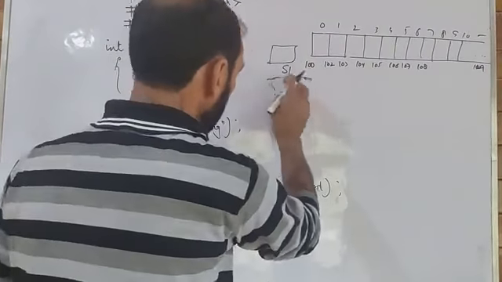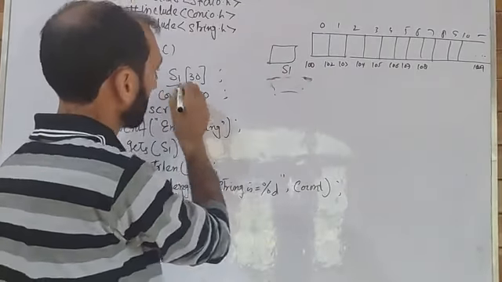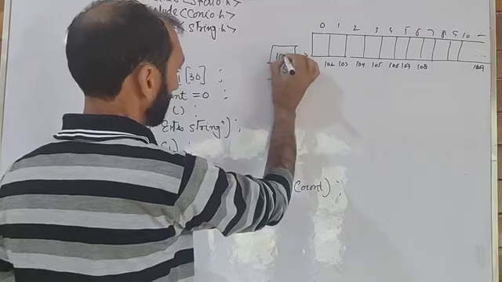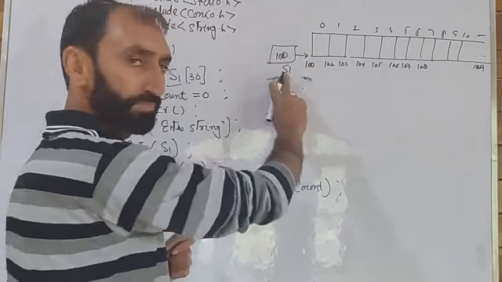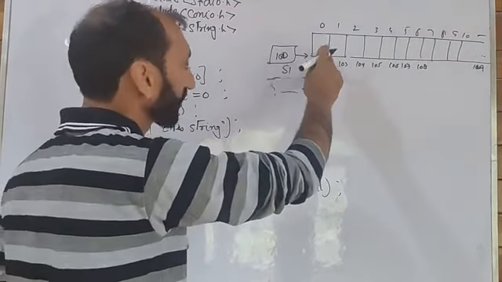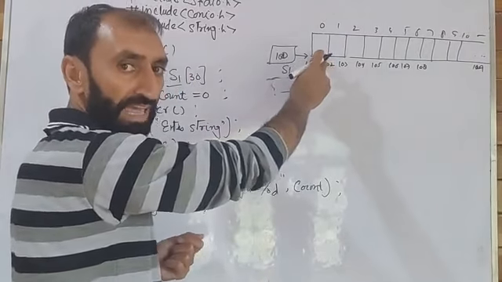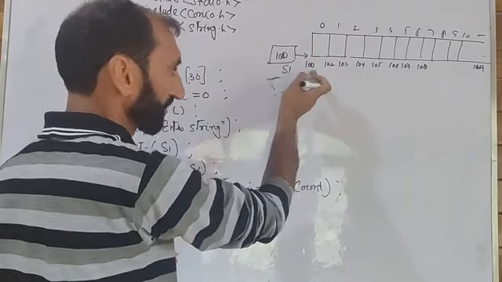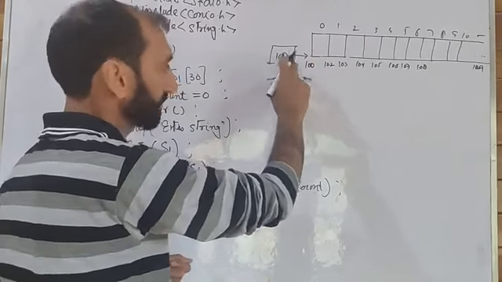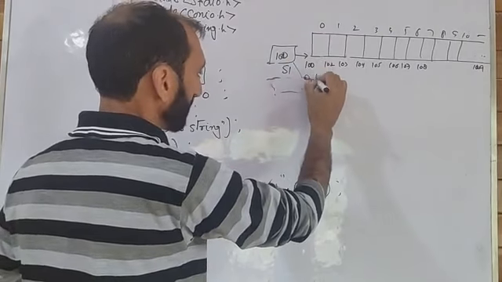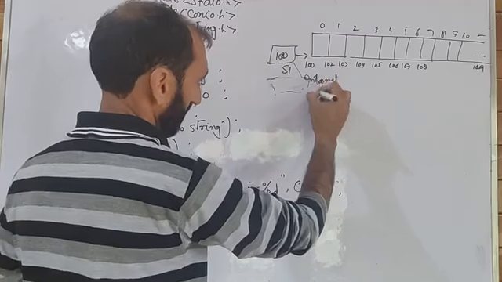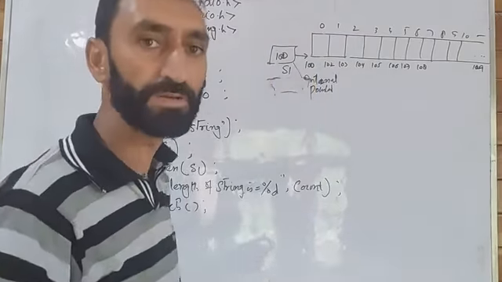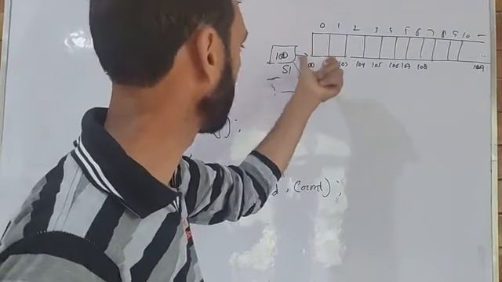S1, the name of the string, contains this address, 100. That means S1 is a pointer to the first byte of the character array. It is an internal pointer. It contains the address of the first byte of the character array, that is 100 in this case.